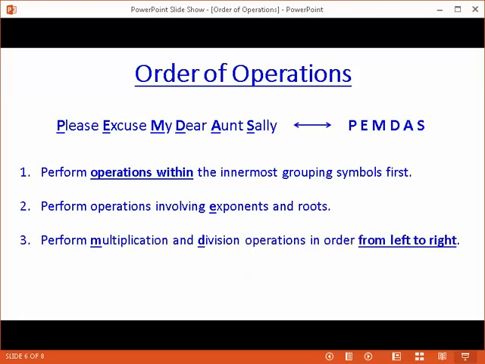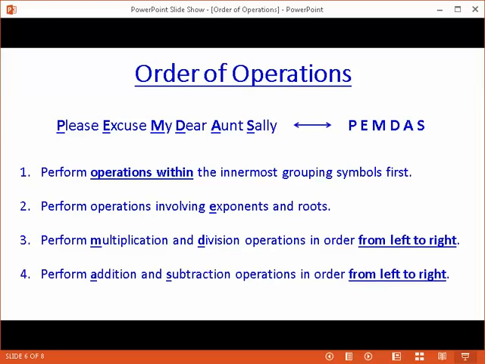Step three, you want to perform the multiplication and division operations in order from left to right. So multiplication and division are equally important, and because of that, we want to work them from left to right. And the fourth step is to take care of any addition and subtraction. Again, they are equally important, so we're going to take care of those from left to right.